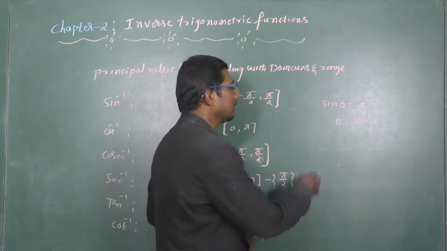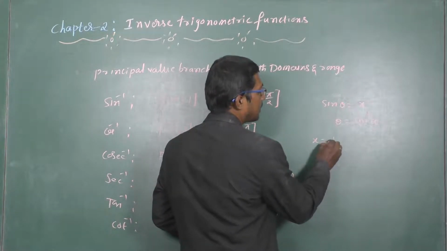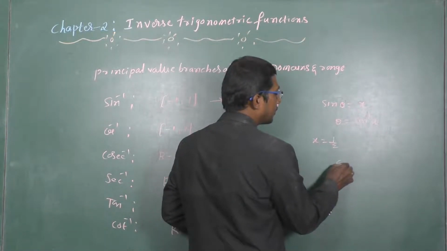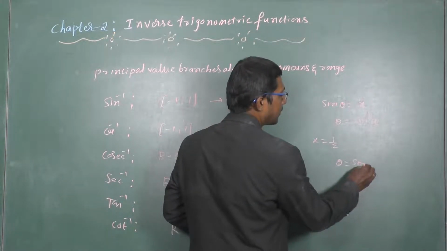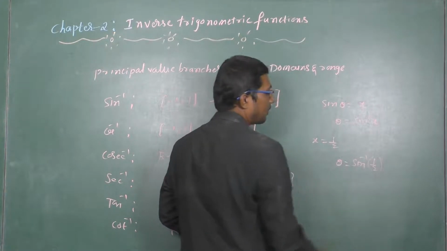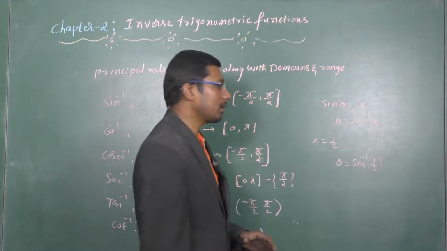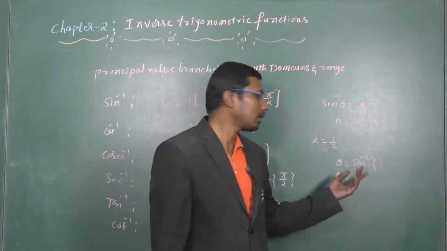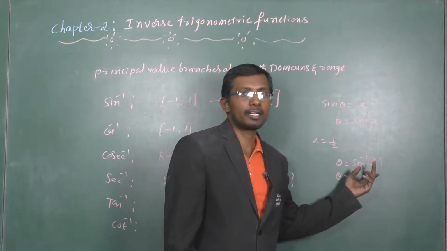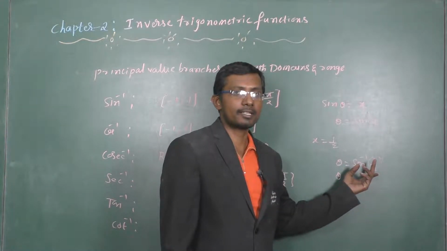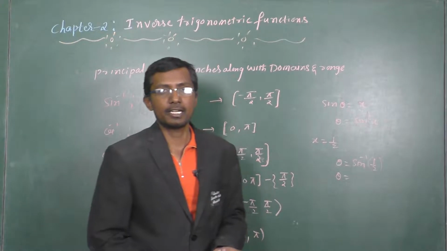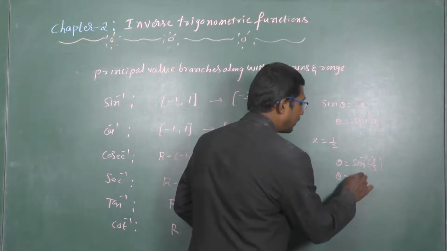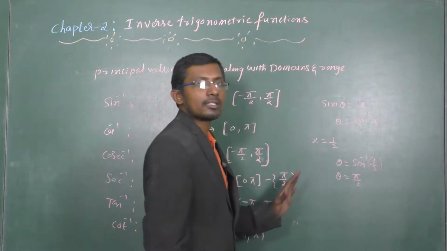For example, I'll take x as a real number, say 1 by 2. So what will it become according to this? Theta is equal to sin inverse of 1 by 2. What is sin inverse of 1 by 2 according to the trigonometric table? We'll get theta is equal to pi by 6. Pi by 6 means sin inverse of 1 by 2 is 30 degree. 30 degree in radian: pi is 180, so 180 by 6 is 30 degree. So this is the way you have to find it.